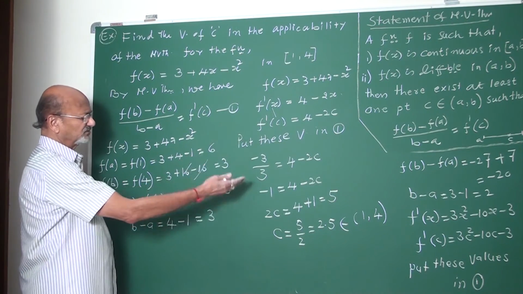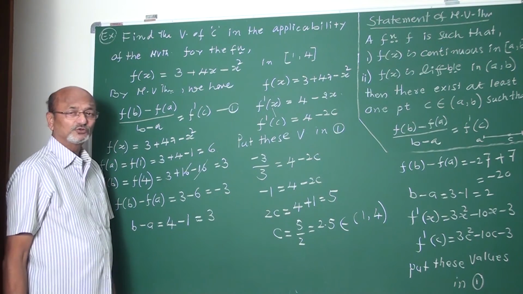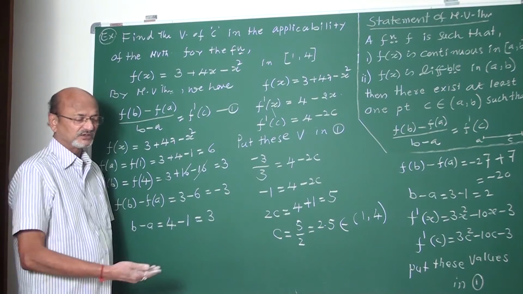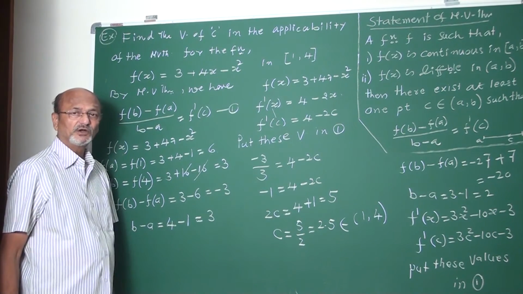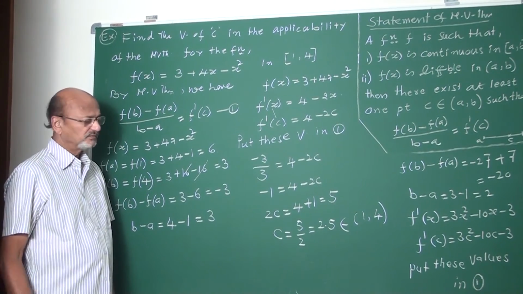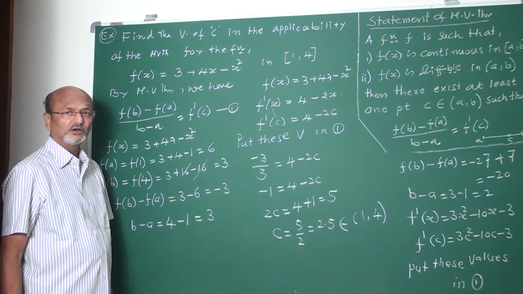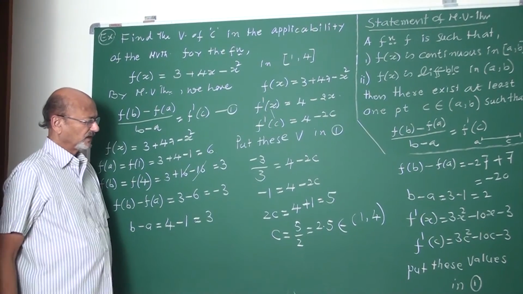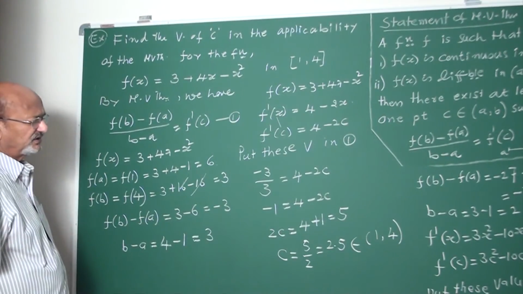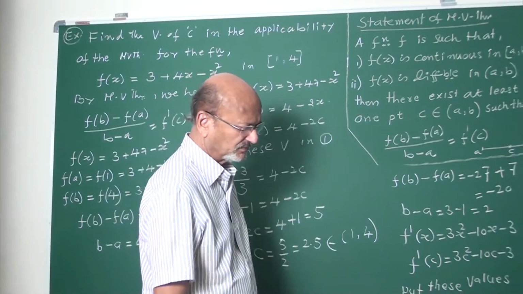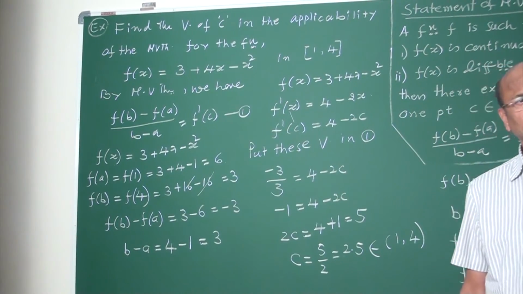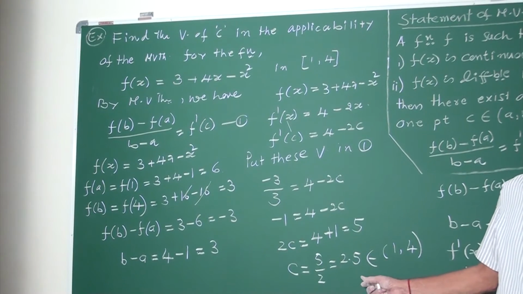Here they may give some very simple examples, and also you must be very quick. They may give it in CET also: finding the value of c either by Rolle's theorem, otherwise by mean value theorem. This is the method of finding c using mean value theorem. Finding c using Rolle's theorem also you may get in CET.